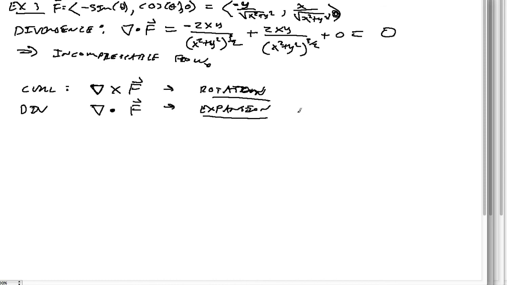We talk about curl-free or irrotational fields. We're talking about fields that have a curl of 0. And if we talk about an incompressible field, we're talking about one where the divergence is 0.